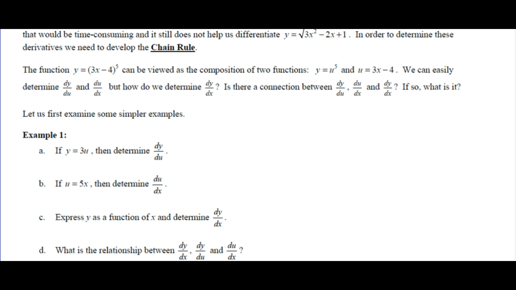Anyways, so the function y equals 3x minus 4 to the fifth can be viewed as the composition of two functions, right? So I think you spent a good chunk of last semester or the year before doing composition of functions. y equals u to the fifth, where u is 3x minus 4. Now, we can easily determine dy by du and du by dx, right? So the derivative of y with respect to u, if we're writing y equals u to the fifth, and we can discover the derivative of u with respect to x if we're writing u equals 3x minus 4. How do we determine dy by dx? Is there a connection between dy by du, du by dx, and dy by dx? And if so, what is it?